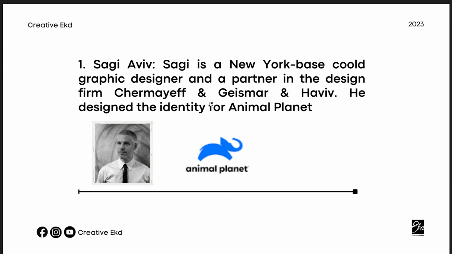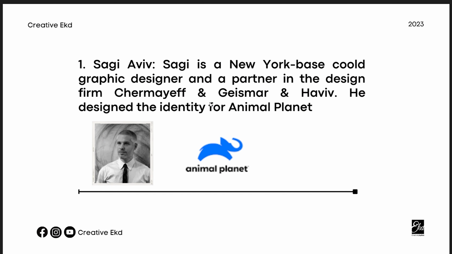We have Sagi Aviv. So Sagi is a New York-based graphics designer and a partner in the firm Shemaev, okay, and Gisma and Aviv. Okay, so he designed the identity for Animal Planet. He has a lot of identity he has designed, but the most famous one, there are a lot of famous ones in fact, but one that is very, very catchy. A lot of his projects are catchy, and I think it's Animal Planet.